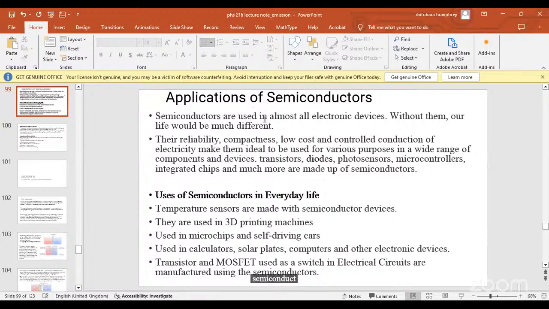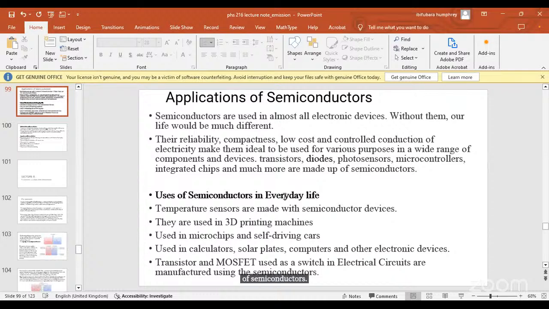So, applications of semiconductors. Semiconductors are used in almost all electronic devices. Without them, our life would be much different. Their reliability, compactness, low cost, and controlled conduction of electricity make them ideal to be used for various purposes in a wide range of components and devices. Transistors, diodes, photosensors, microcontrollers, integrated chips, and much more are made up of semiconductors.